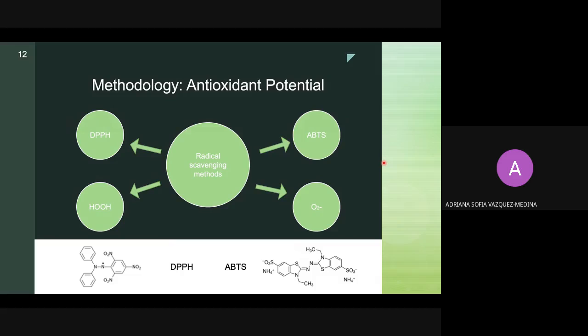As I mentioned, they also evaluated the antioxidant potential of the synthesized nanoparticles by studying different radical scavenging methods and exposing the zinc oxide nanoparticles to these radical species. They used the DPPH species, the peroxide, the superoxide, and the ABTS. As we didn't quite know which were the structures of DPPH and ABTS, we included them in the slide in the footing so you guys could see what was the structure of the used chemicals.